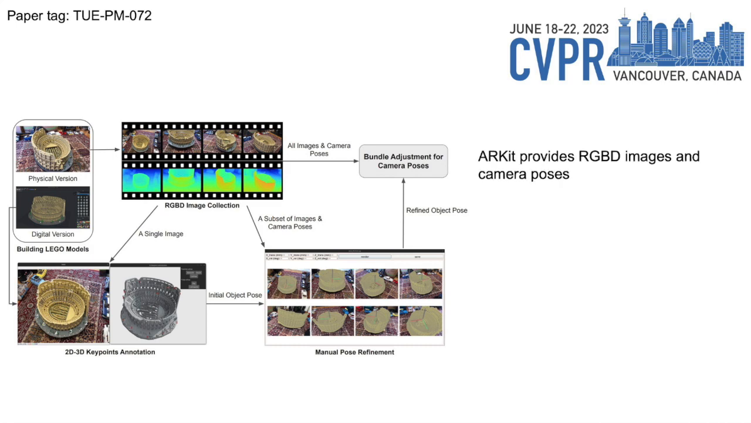We record video clips on an iPhone moving around an object of interest. ARKit provides high-resolution RGB images at 1440 by 1920 pixels and low-resolution depth maps at 192 by 256 pixels. It also outputs both the extrinsic and intrinsic parameters of each frame.